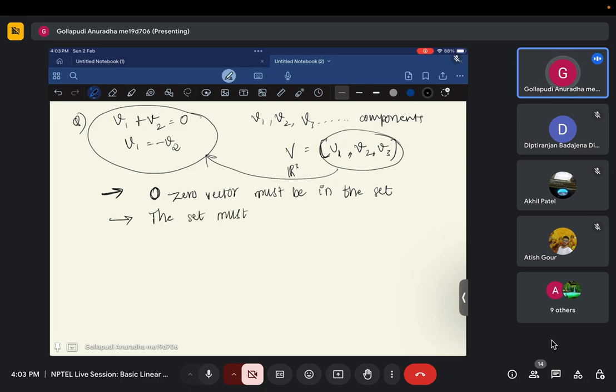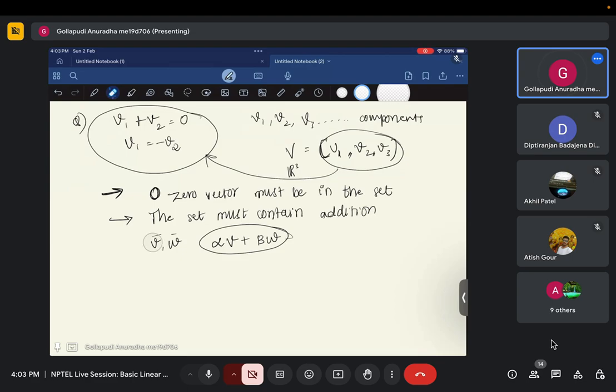The set must contain addition and scalar multiplication. The addition law should be verified. For example, if these are two vectors in the space, then this sum must also be in the space. And if this vector is in the space, then even this scaled vector should be contained in the space. So if we solve a couple of questions, then this will be clear for you.